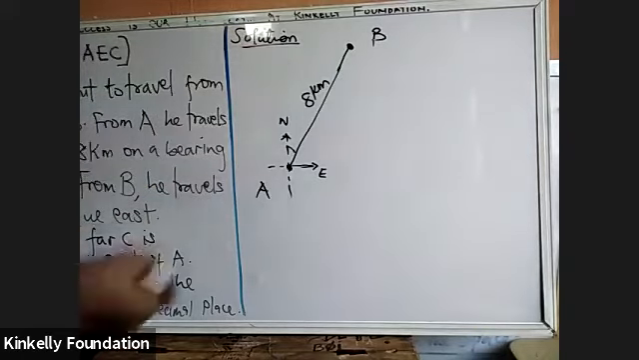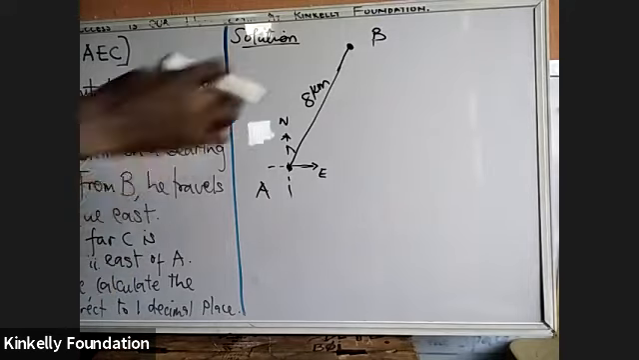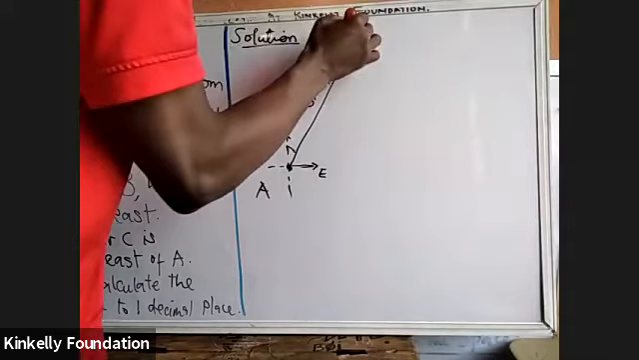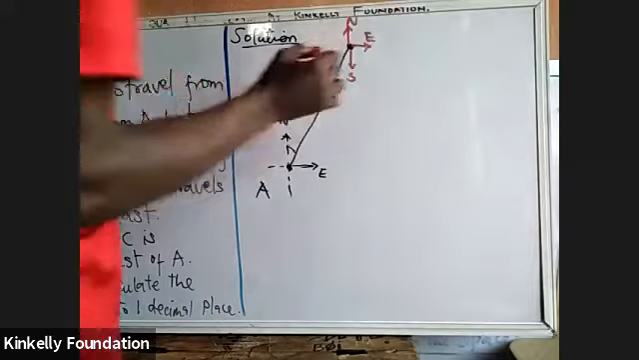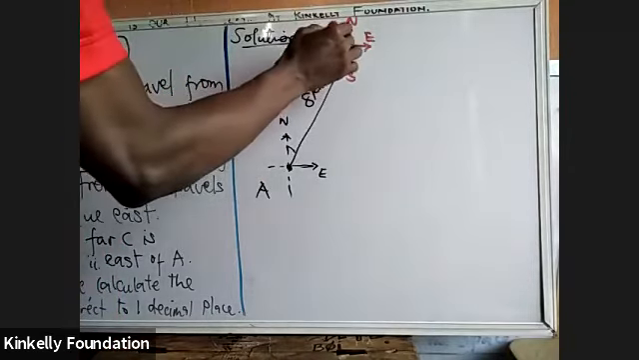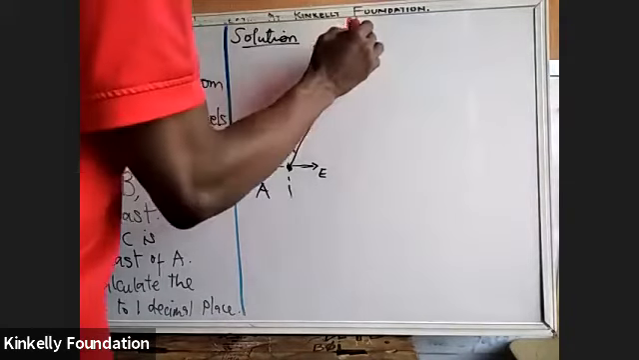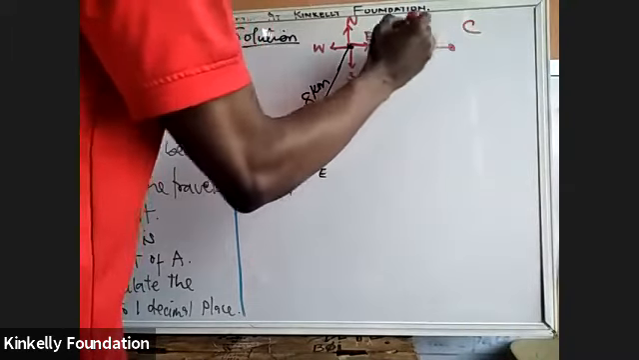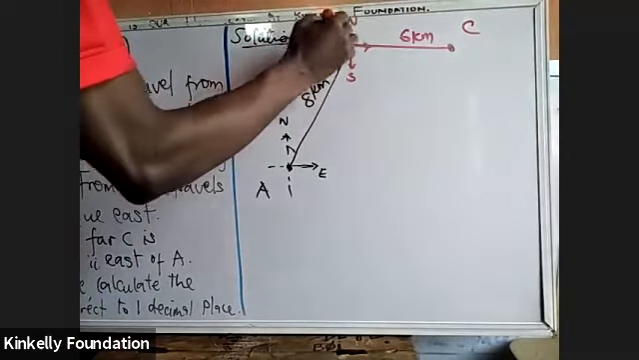He stopped at B. From B, he travels a further 6 kilometers due east. He went to C. B has the cardinal points. This is the north of B. This is the south of B. This is the east of B. Here is west. He traveled 6 kilometers further to point C. Let's say this is the point C, 6 kilometers from the east of B. This is point B now.